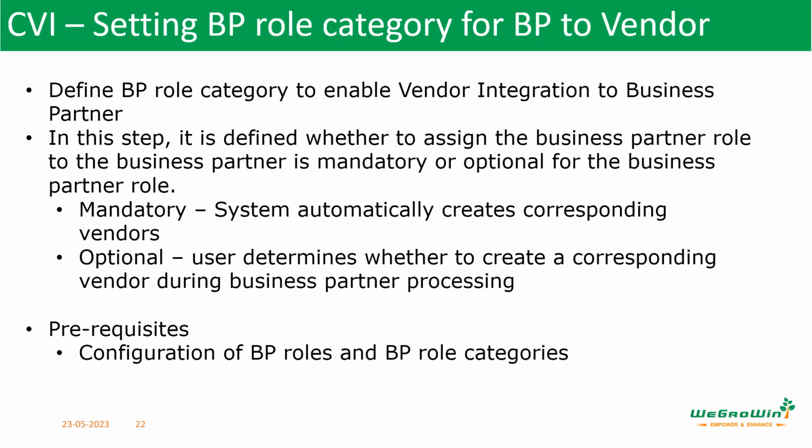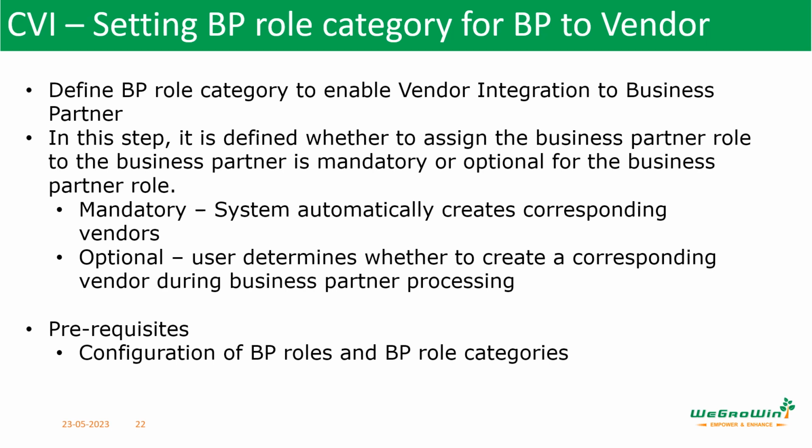In the step of setting the business partner role category for business partner to vendor, we define the business partner role categories which enable vendor integration in the direction from the business partner to the vendor. We can determine how the system creates a corresponding vendor in FI when we process the business partner. The business partner role category is entered or vendor based, which means the system considers vendor integration when it processes business partners with the corresponding business partner role.